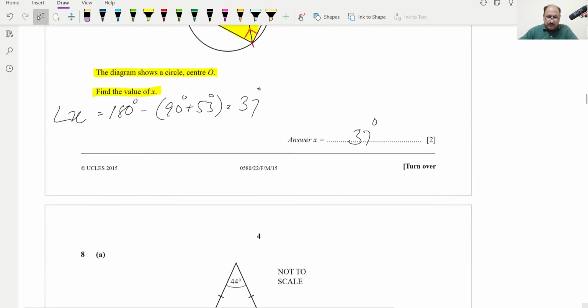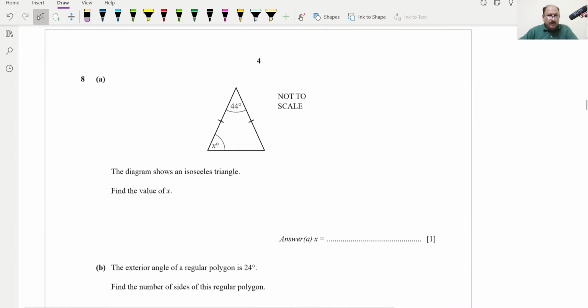2 marks question. I have explained hopefully well. Now question number 8, A part. Again, diagram is not to scale. The diagram shows an isosceles triangle, so these two sides are equal. Find the value of x. Now these two sides are equal. It means their opposite angles are also equal. So this angle is equal to this angle.